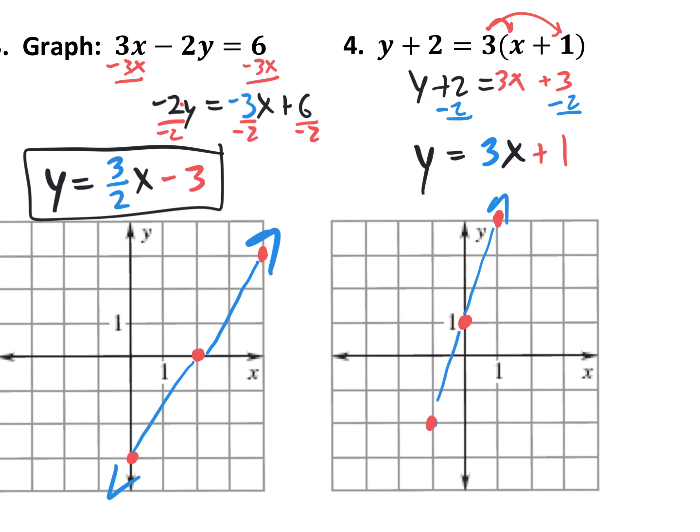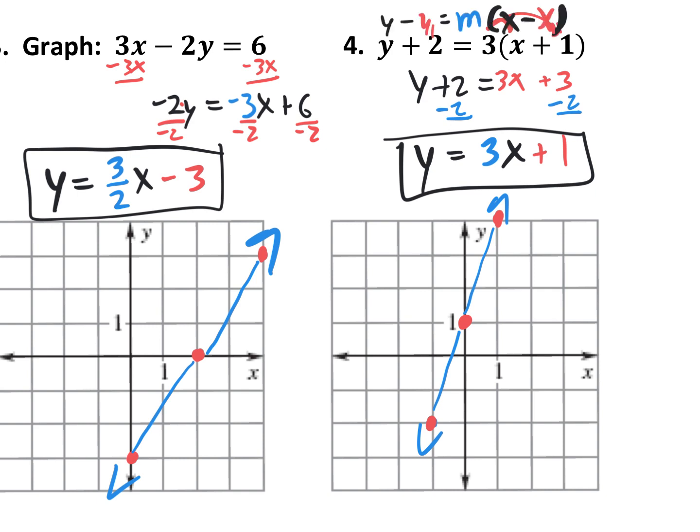And then extend it this way. Now, we didn't have to change it to slope-intercept form. I recommend this method, but we could have technically said this is in point-slope form. And I hope we remember that point-slope form is y minus y1 equals m parentheses x minus x1.